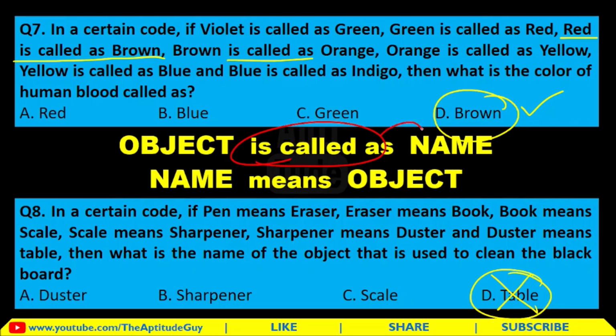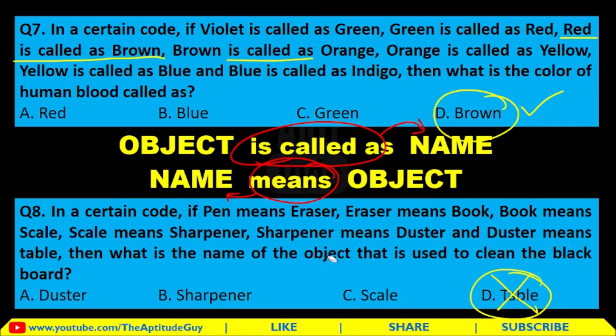So when the phrase is called as is used, the word that comes after is called as is the name. So here red is called as brown. So the name is brown over here because it comes after is called as. And when it comes to means, the first word is the name. So if it says red is called as brown, it can also be said as brown means red.